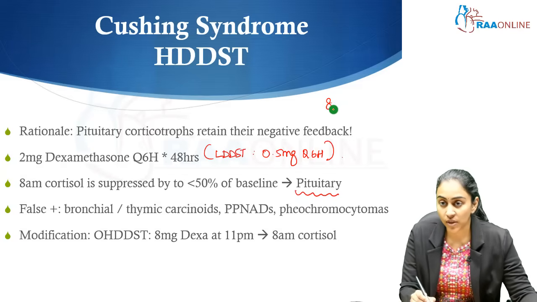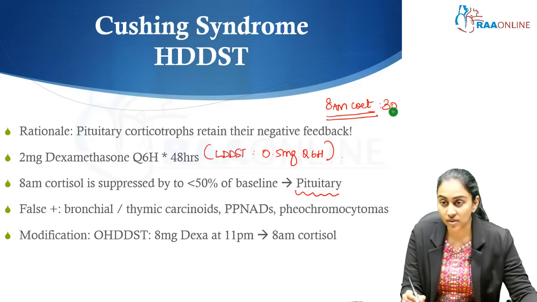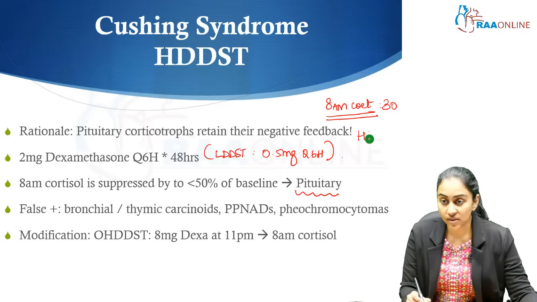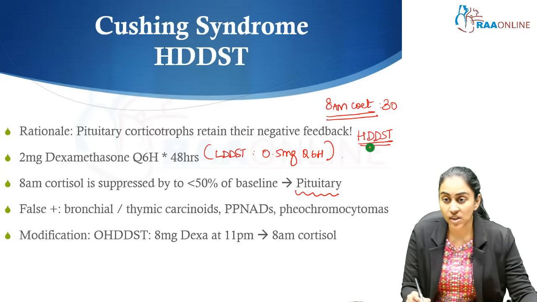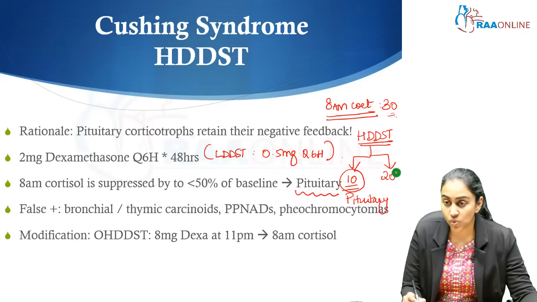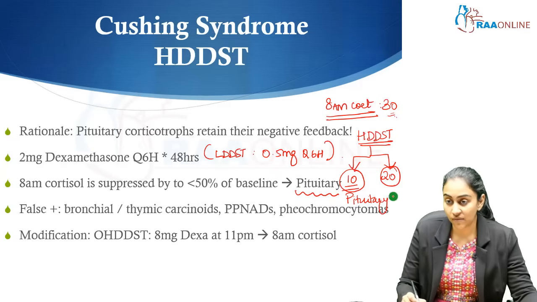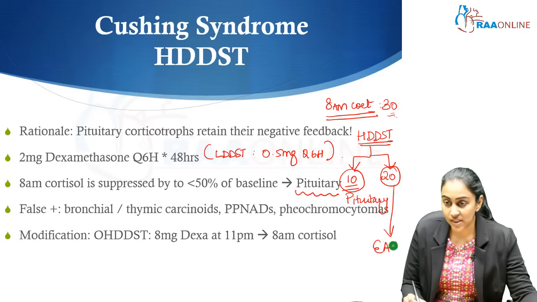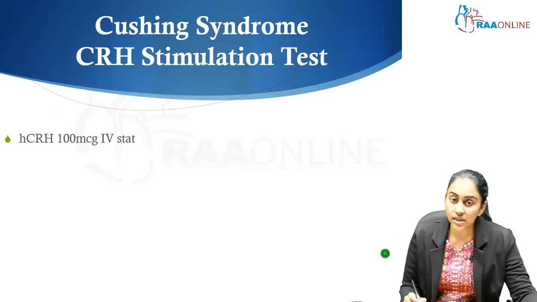So for instance, what am I trying to say? Let's say your baseline 8 AM cortisol is 30. Once you do a high dose dexamethasone suppression test, the suppression is by more than 50%, so the value is going to be less than 50% of the baseline value. If that is the case, you are looking at pituitary. If the value is suppressed by less than 50%, that is, the value is going to be more than 50% of the baseline value, then you are looking at ectopic ACTH secretion.